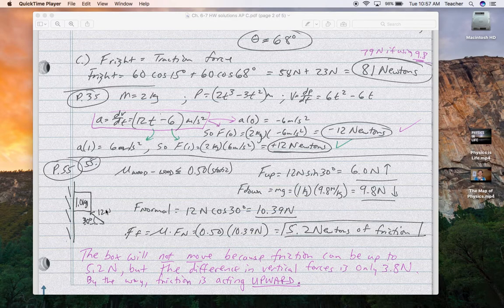To find the force of friction, I need to find the normal force of this block into the wall. So that would be the cosine of this angle, which is 10.39 newtons, multiplied by the coefficient of friction. And really, this should be a less than or equal sign. So I did not remember to do that. I guess I put it up here. So essentially, the coefficient of friction of wood on wood is less than or equal to 0.5 for static friction. And so the static friction between these two surfaces can be as high as 5.2 newtons.